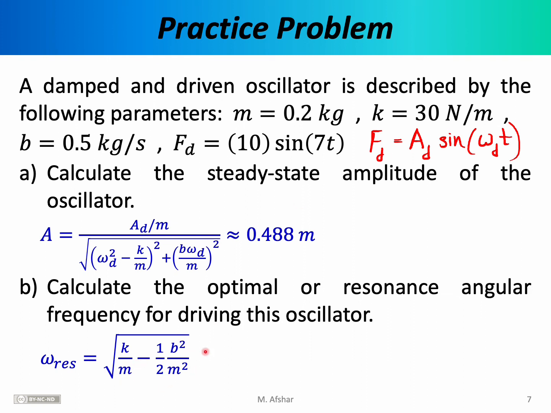You can plug in all the numbers and you will find that the resonance frequency, or the optimal frequency, is 12.119 radians per second. So the 7 radians per second that we started with was not optimal. If we increase the angular frequency, we can get a larger amplitude out of these oscillations.